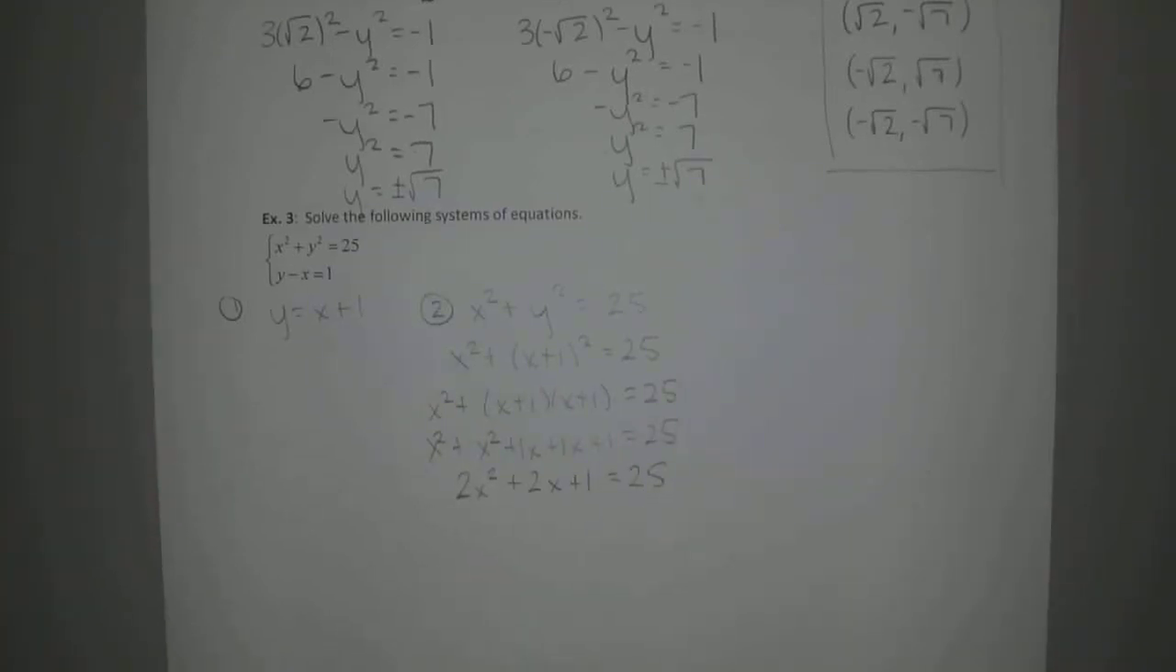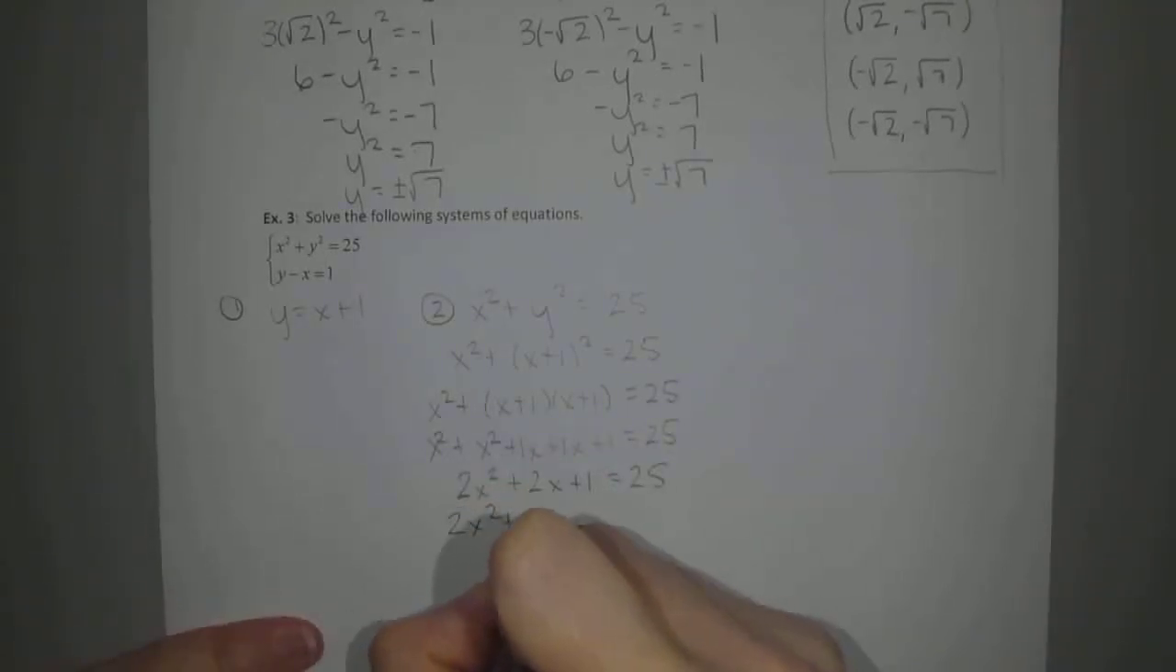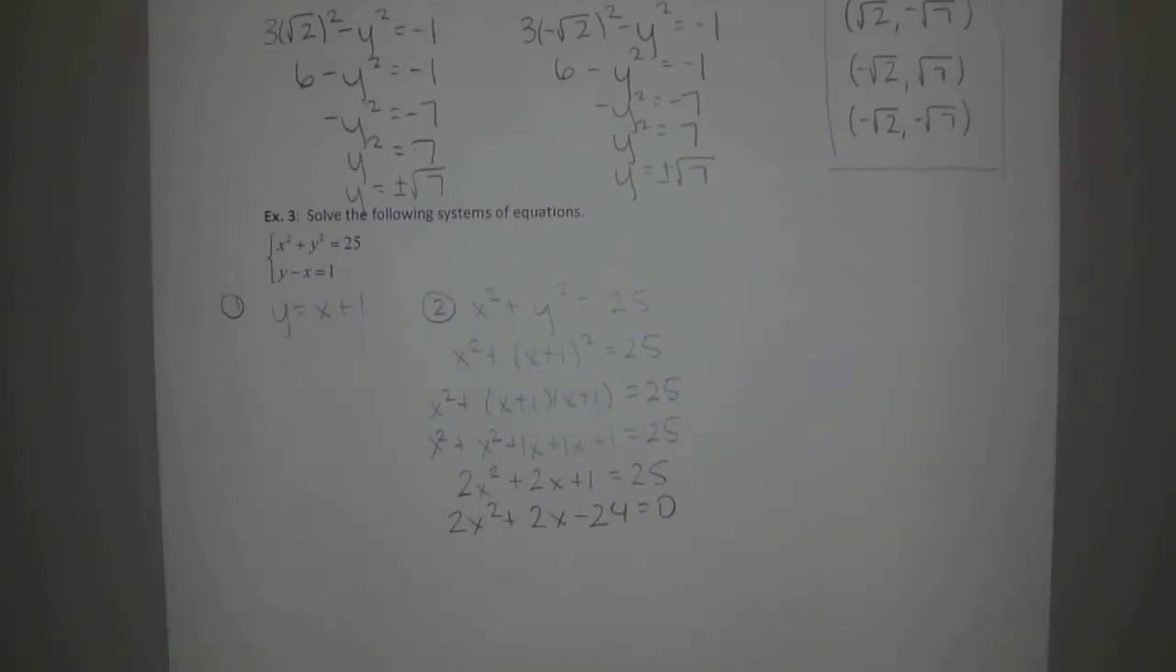So what has happened? This is why college algebra is very cumulative. What has happened? A quadratic has come out. So what's the easiest way, if possible, to solve a quadratic? Yeah, so let's get everything to one side and see if we can factor it. Absolutely. So I'm going to subtract the 25 over. So this is 2x squared plus 2x minus 24 equals 0 when I subtract the 25 over.